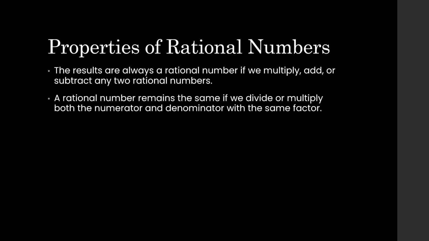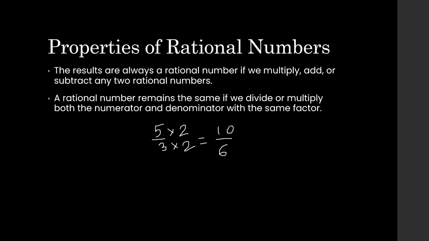A rational number remains the same if we divide or multiply both numerator and denominator with the same factor. Let us understand this with an example. I have a rational number 5 upon 3. When we multiply both numerator and denominator with the same factor, let us say I have multiplied the numerator with 2 and I have also multiplied the denominator with 2, my result becomes 10 upon 6. And if I simplify this, again this will become 5 upon 3.